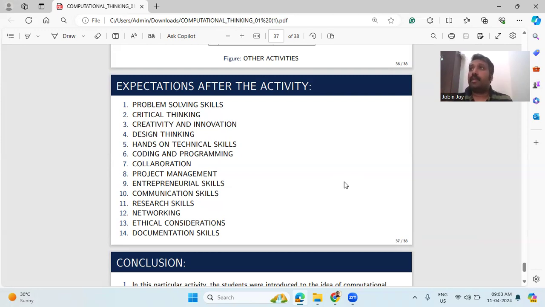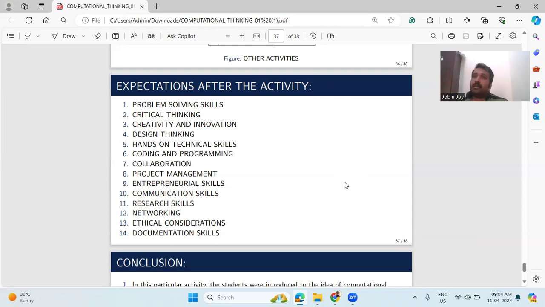Then project management. You have to complete an activity within a particular time limit. See, anyway there will be a time limit. You should follow the time limit. You can't exceed it. A project, you have to complete within the time frame. We have to finish the activity within the time frame.